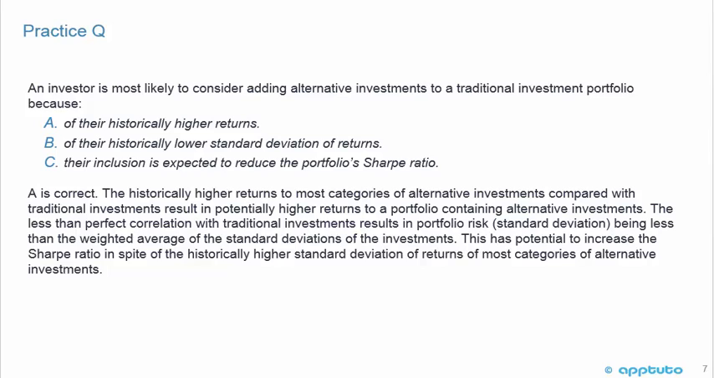The historically higher returns to most categories of alternative investments compared with traditional investments result in potentially higher returns to a portfolio containing alternative investments. The less than perfect correlation with traditional investments results in portfolio risk, standard deviation, being less than the weighted average of the standard deviation of the investments. This has potential to increase the Sharpe ratio in spite of the historically higher standard deviation of returns of most categories of alternative investments, okay?